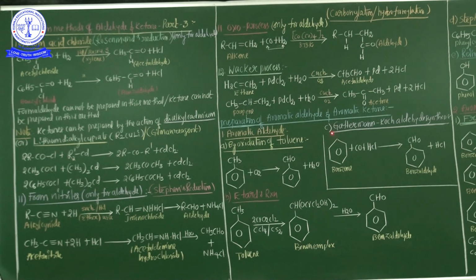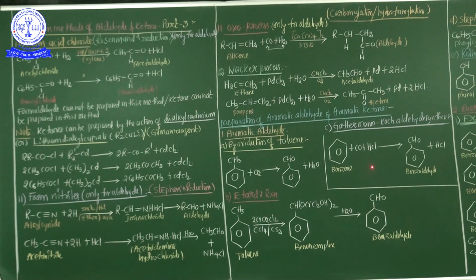This is also very important, the Gattermann-Koch aldehyde synthesis. Gattermann-Koch named reaction, already I said named reactions are very important. See here, aldehyde synthesis, Gattermann-Koch aldehyde synthesis. Benzene is converted into benzaldehyde by passing a mixture of carbon monoxide and HCl gas under high pressure into an ether solution of benzene in the presence of anhydrous aluminum chloride and cuprous chloride. This is the formylation of benzene.